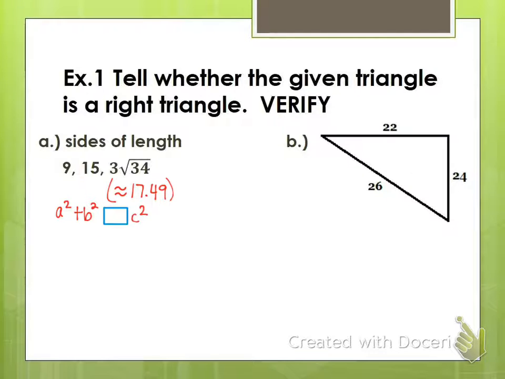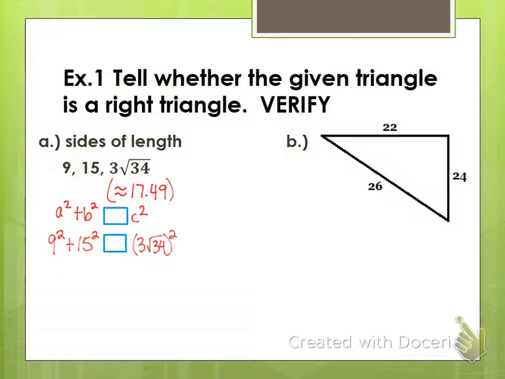Okay. So what do you want to plug in for A? Okay, so 9 squared plus B, 15 squared. Again, leave it blank or write a little box there or something, in for C. Remember, we're not going to use the decimal. We need to use the actual side, which is 3 root 34. The only reason I even got the decimal was to know which side was the longest.